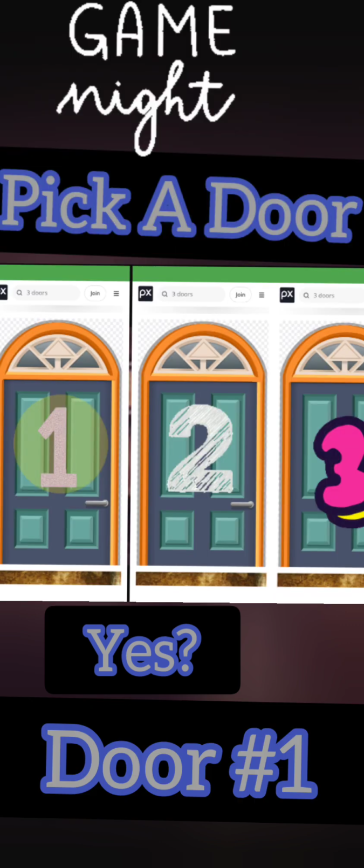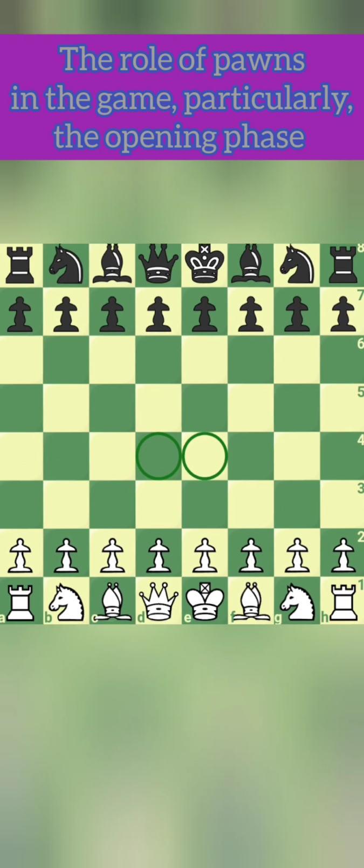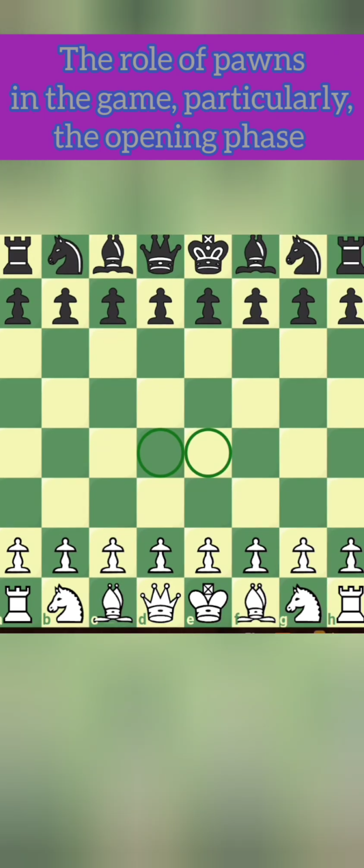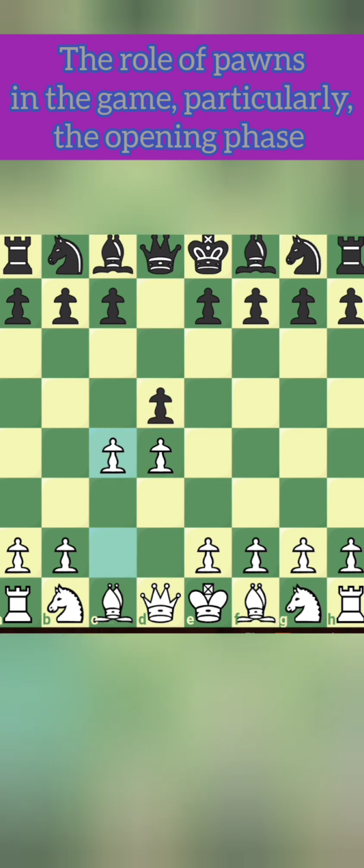Yes. Door number 1. Door number 1 takes us to the start of the game. This is the opening phase. Yes, it is true that pawns are the least mobile of the pieces. However, they play a very significant role in the opening. They determine the strategic course of the game.